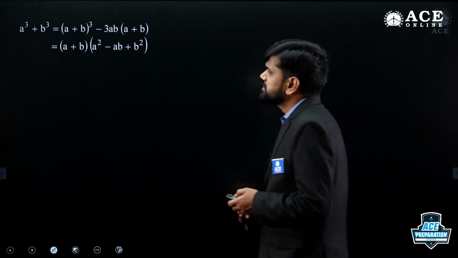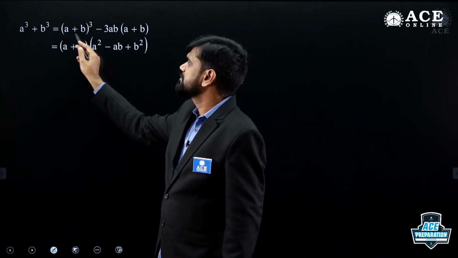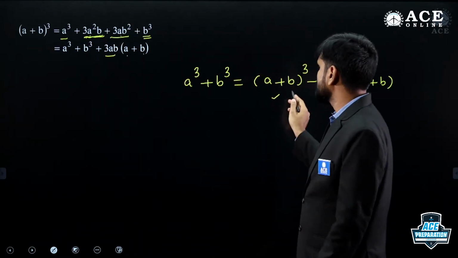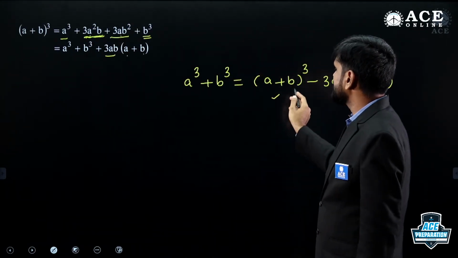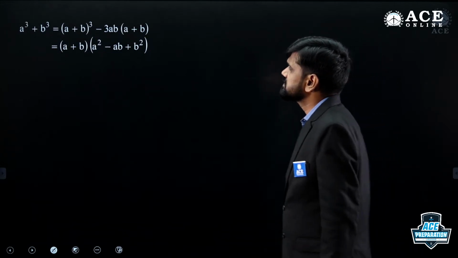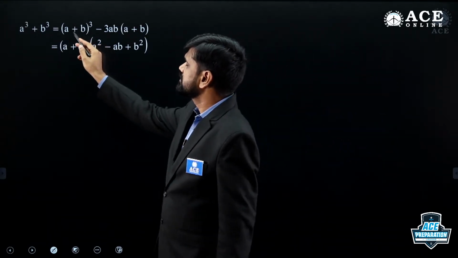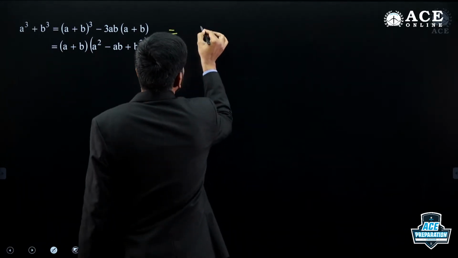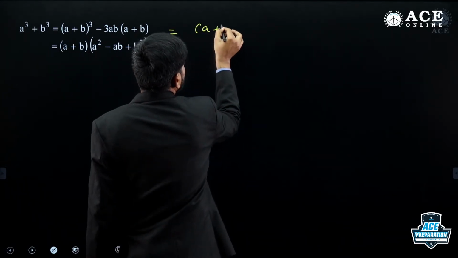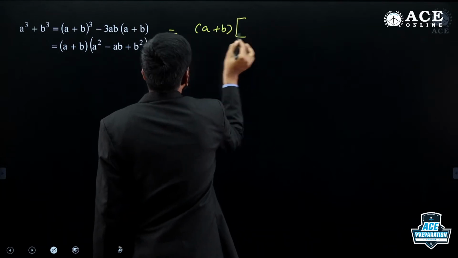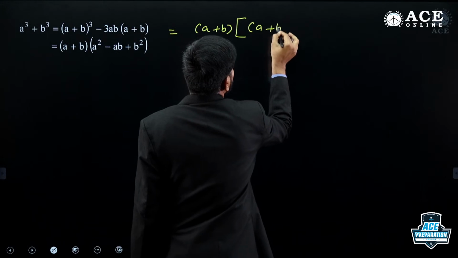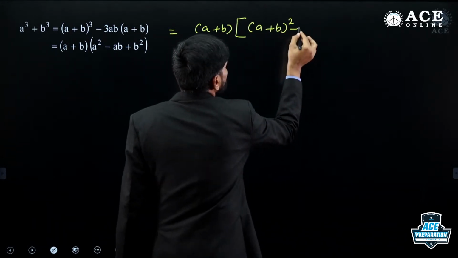That is, a cube plus b cube is equal to what? A plus b whole cube minus 3ab into a plus b, right? This is what I said. From this one, if I take a plus b as common, that will give you what? If I am taking a plus b out, inside I am left with a plus b whole square minus 3ab.